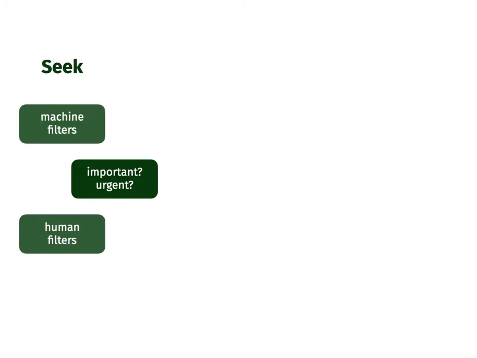Once we've established some machine and human filters, we will need to do something with these new information and knowledge flows. When a new piece of information comes to our attention, we have to determine if it is important and urgent. But first, we have to check to see if it is valid.